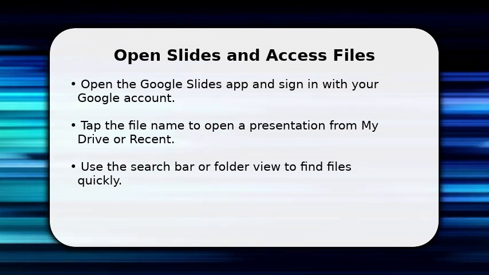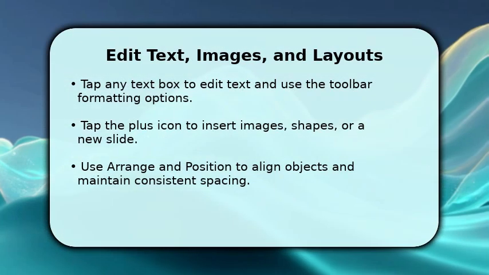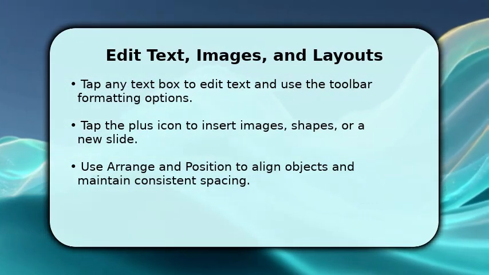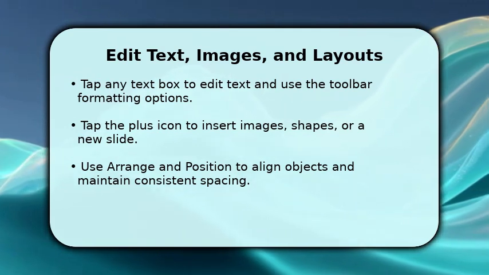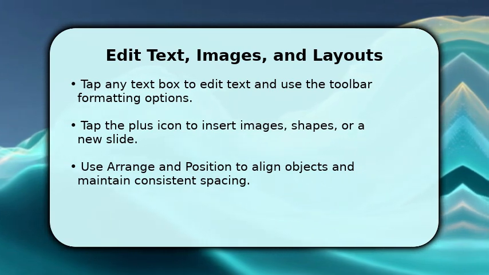To create a new file, tap the plus icon at the bottom right. Wait for the file to fully load before editing to avoid syncing errors. Tap any text box to edit text and use the toolbar formatting options. Highlight text to change font, size, color, or apply bold and italics.